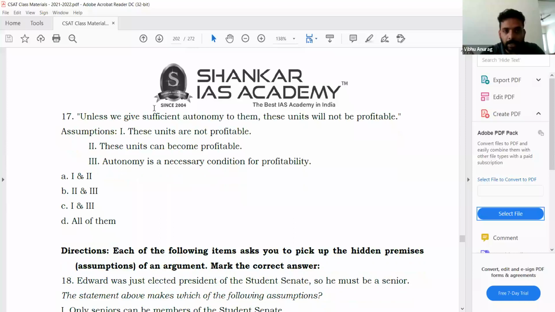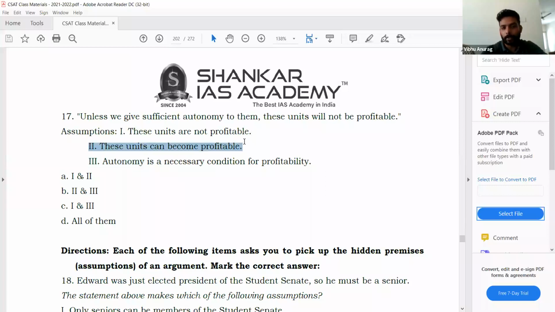17th one: unless we give sufficient autonomy to them, these units will not be profitable. So what are the assumptions? Number one, these units are not profitable. Correct. He is saying unless we give them autonomy, they will not be profitable, which means currently they are not profitable. They'll be profitable only if we give them sufficient autonomy. So one is correct.